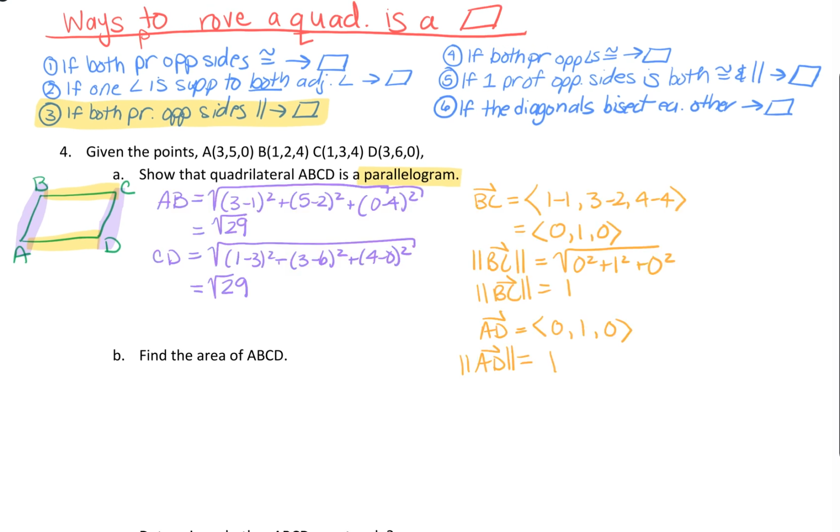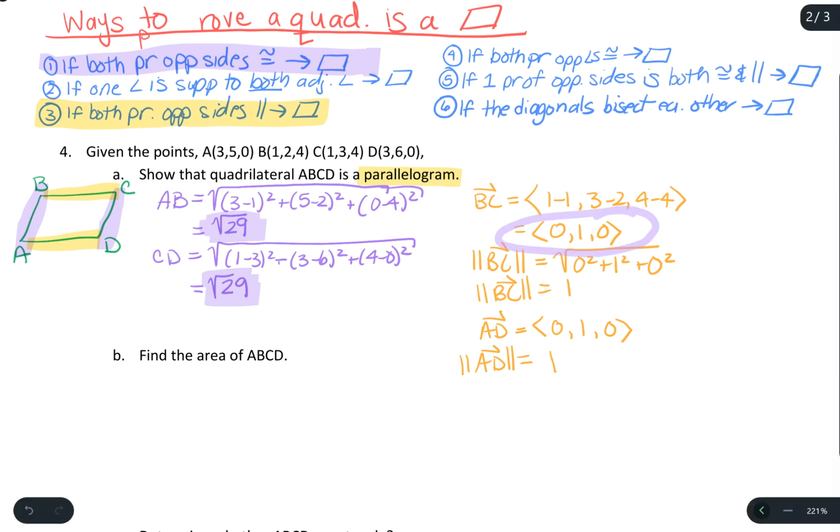All right, so I chose option number 1 to prove that both pairs of opposite sides are congruent. So calculating the magnitudes or the lengths in 2 different ways. So one by actually using the distance formula, you get AB is square root of 29, CD is square root of 29. We know that those are opposite, so that means that they are congruent. And then calculating BC. So here we have the vector BC using what we know about how to find a vector given 2 points. And then we find the magnitude of BC, and we get the magnitude of BC is 1. And similarly, we do the same with AD. And so we get vector AD, then we find the magnitude of AD, and we also get 1.